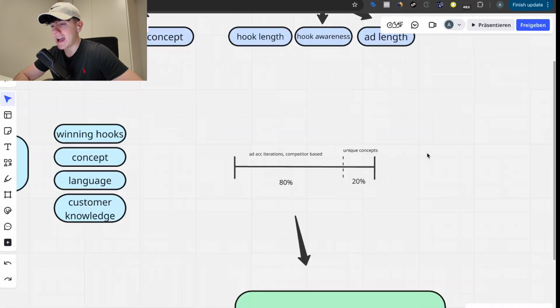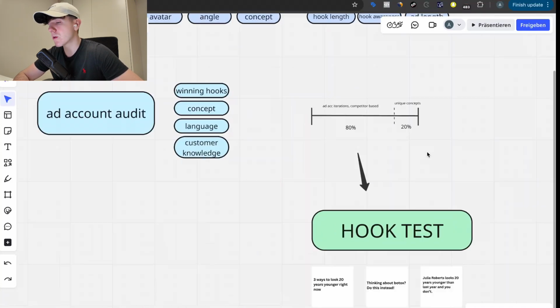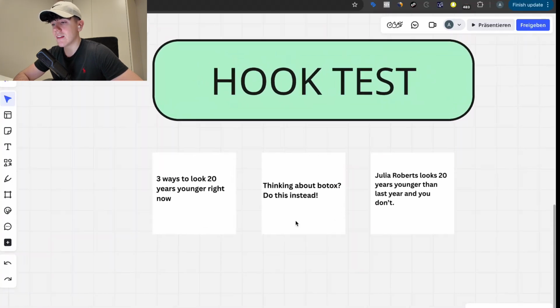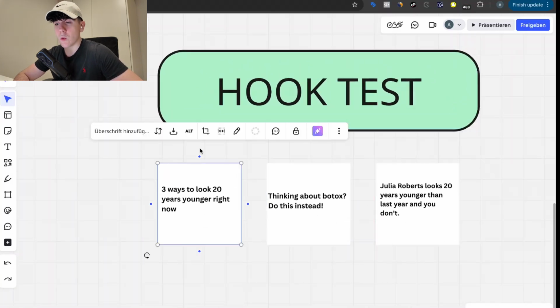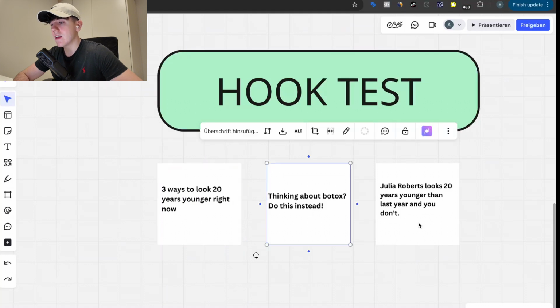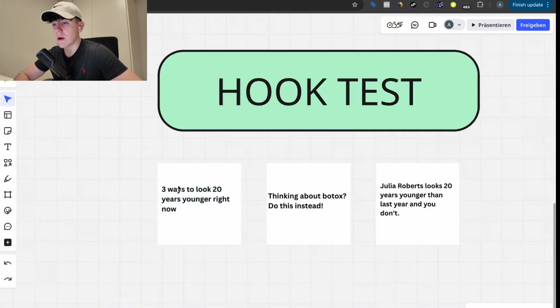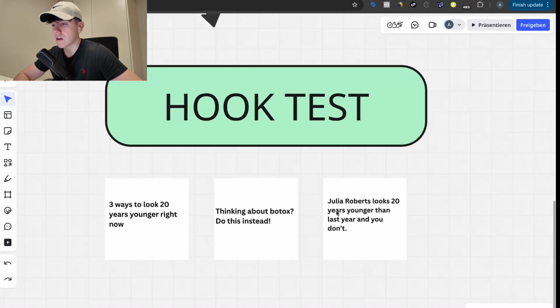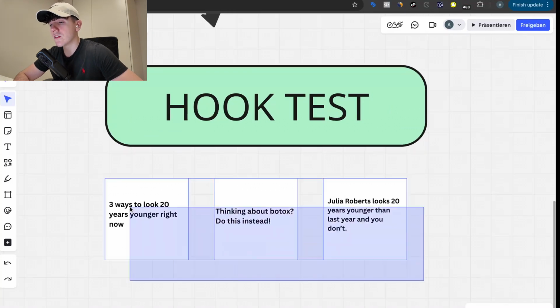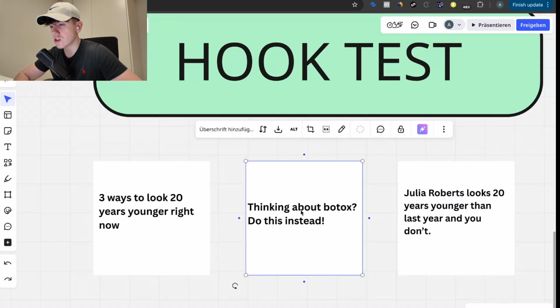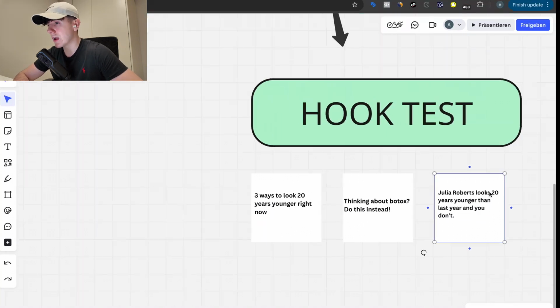Now, when we have all this stuff in mind, we're going to get started on making the hook test. The so-called hook test means image ads that look like this. They have a white background with text on it. These are just 3 examples of one hook test that I've made for a beauty product. You see here: 3 ways to look 20 years younger right now. Thinking about Botox, do this instead. Julia Roberts looks 20 years younger than last year, and you don't. You see how these hooks differ: this one is unaware, this one is more solution aware because it's comparing to Botox, and once again, we have unaware.